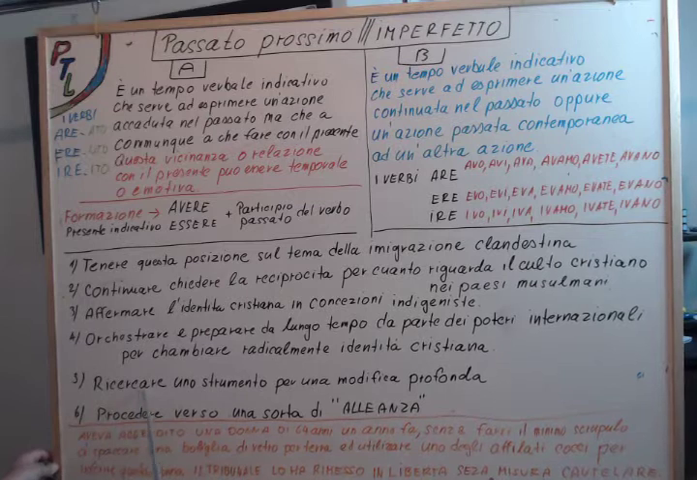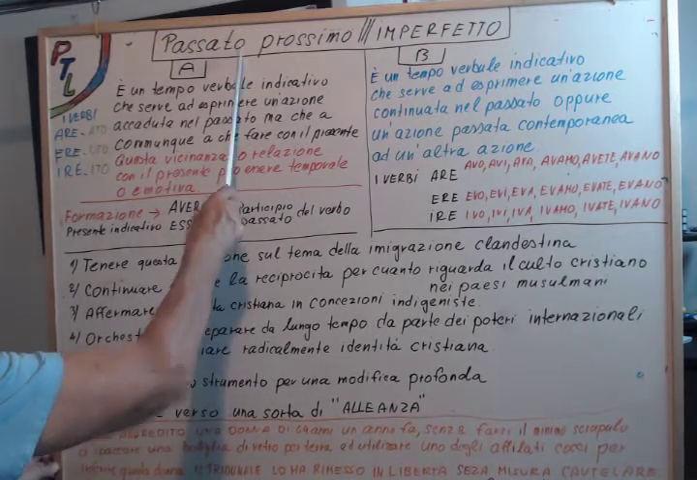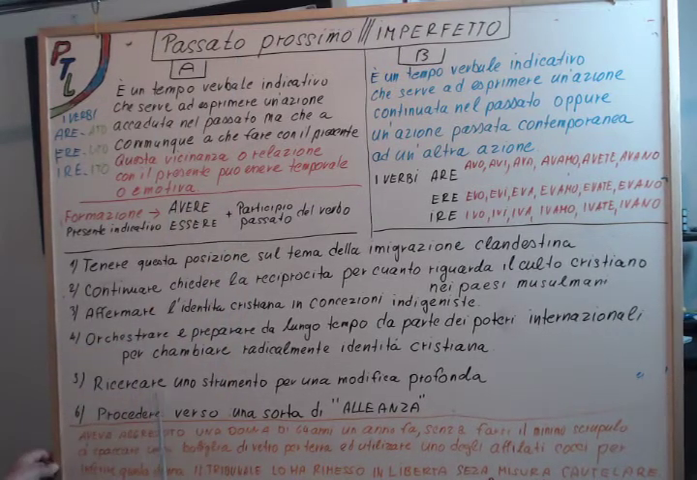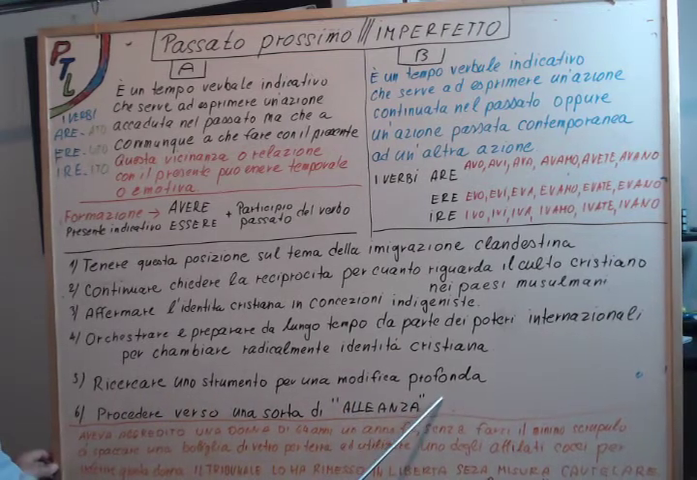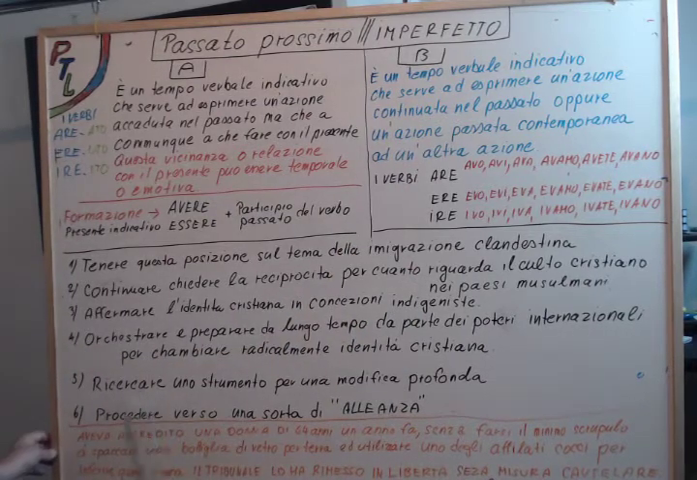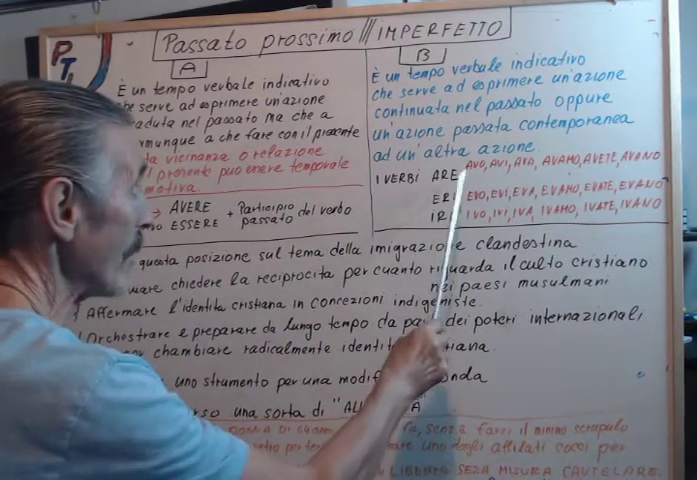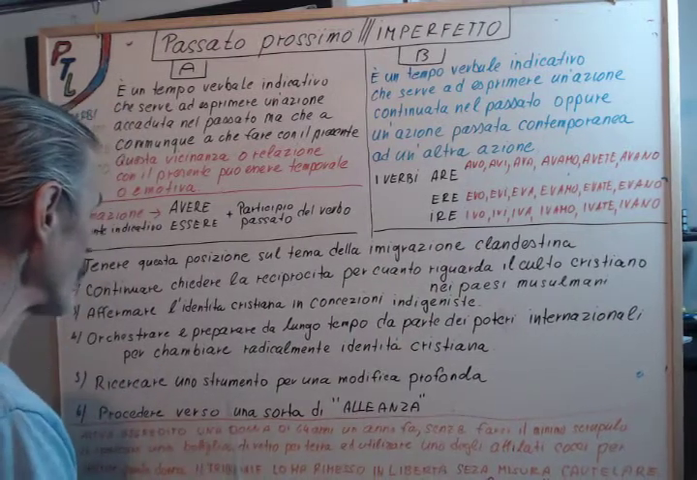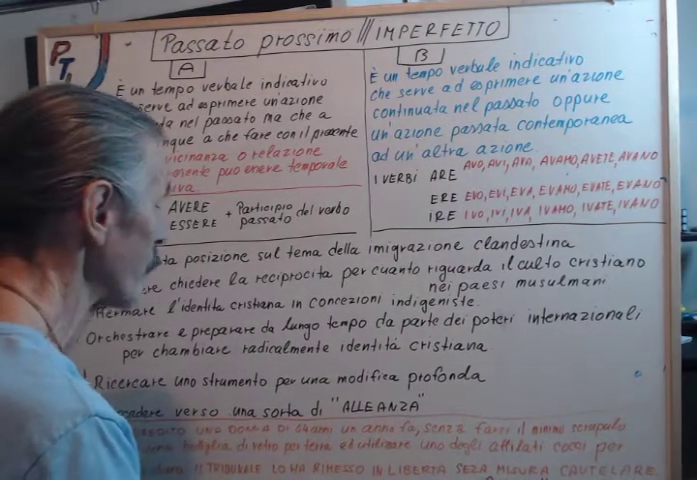So ricercare ends on are. If I want to put into passato prossimo, I would say io ho ricercato uno strumento per una modifica profonda. Or if I want to put into imperfetto, it would be ricercavo, ricercare, remove are, put avo. Io ricercavo uno strumento per una modifica profonda.